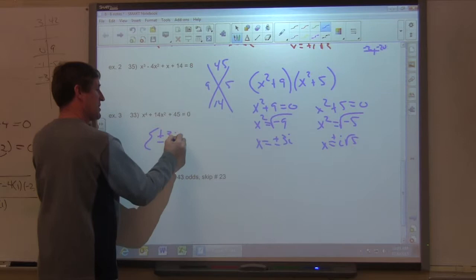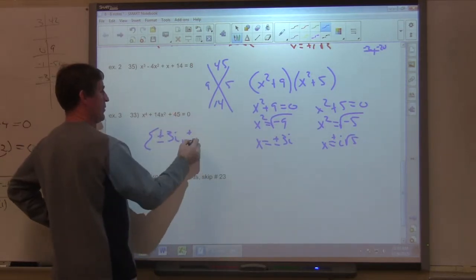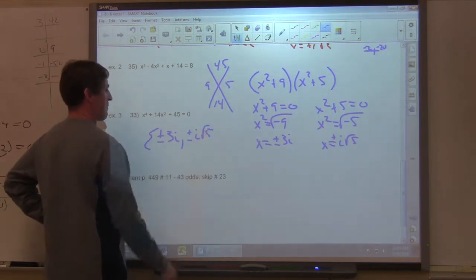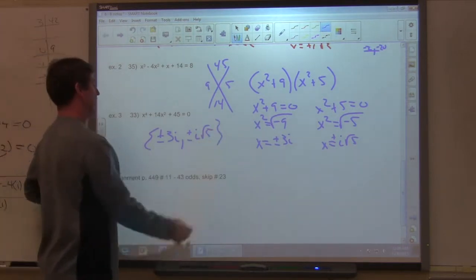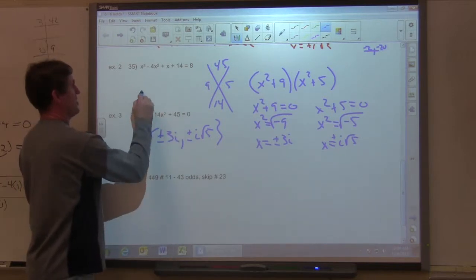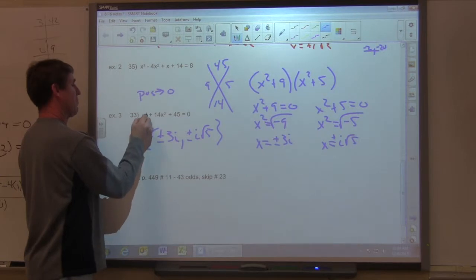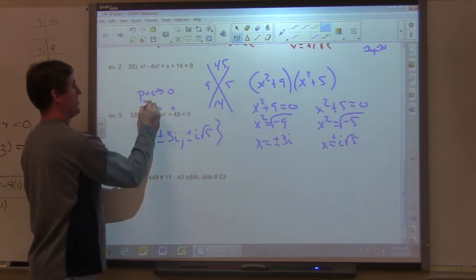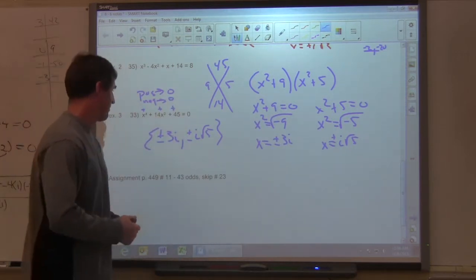So you can see on this, this is a case where synthetic wouldn't work because there are no real numbers that go into that. In fact, if you were to do synthetic, when you looked at your sign changes, there are no sign changes, so there are no positive real numbers. And if you put in a negative, 4 negatives is positive, 2 is positive, positive, there are none. So that tells you there are no real numbers. So the only way we could do that is by factoring.